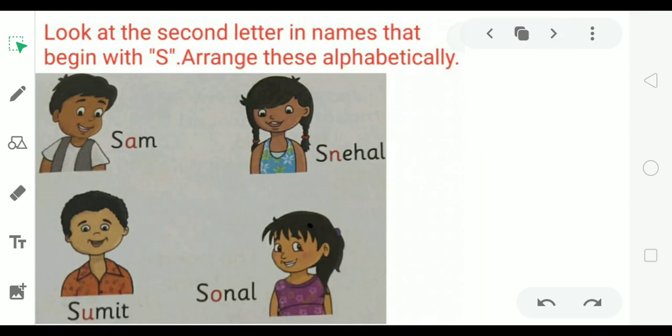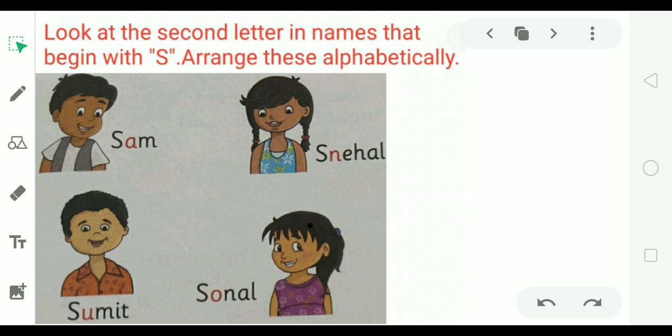In this picture, all the words begin with the letter S. Now arrange them in alphabetical order. When two or more words begin with the same letter, we sort them by the second letter. So arrange this list of words. We will look at the second letter and arrange them in alphabetical order.